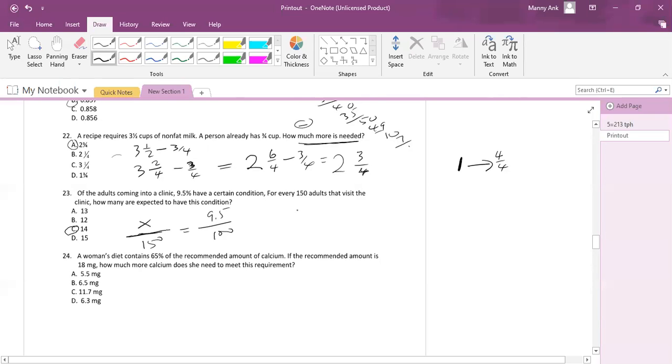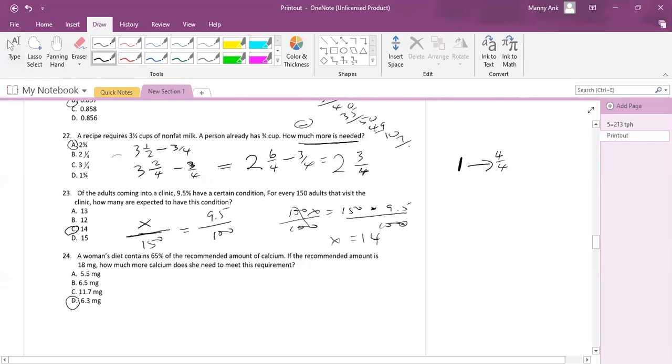And then do your cross product. 100X is equal to 150 times 9.5. So you're going to multiply this out and divide by 100, divide by 100. So your X will be, and then you can get 14. Right, 24. 24, the answer is D.